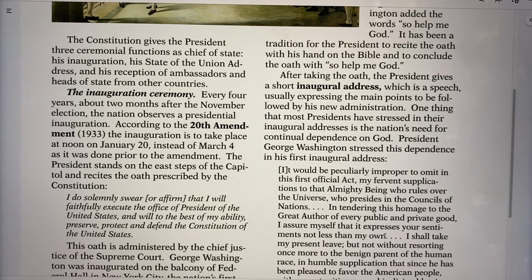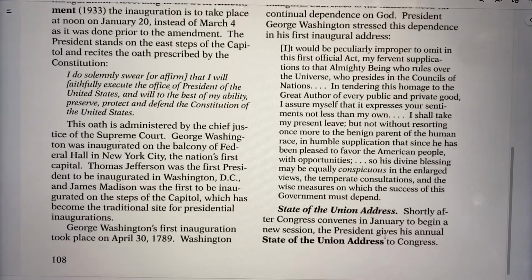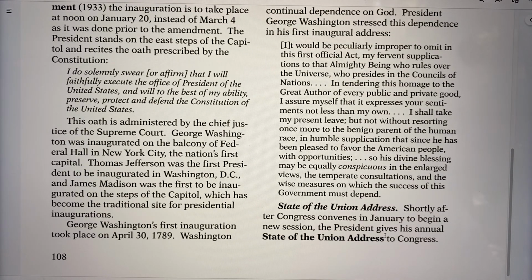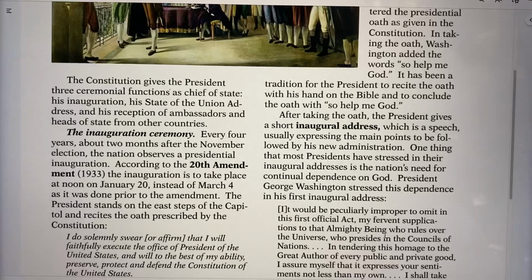The second thing is going to be the State of the Union address. Each president has to have an inauguration, and then they have to have the State of the Union address, and the last would be the reception of ambassadors and heads of state, those ceremonies that go along with receiving dignitaries from other countries. So three areas that we're going to be talking about. One is inauguration, the next would be the State of the Union, and the next would be receiving dignitaries. These are all to do with the president as chief of state.